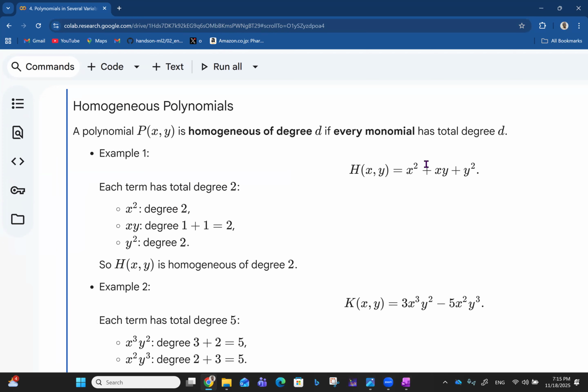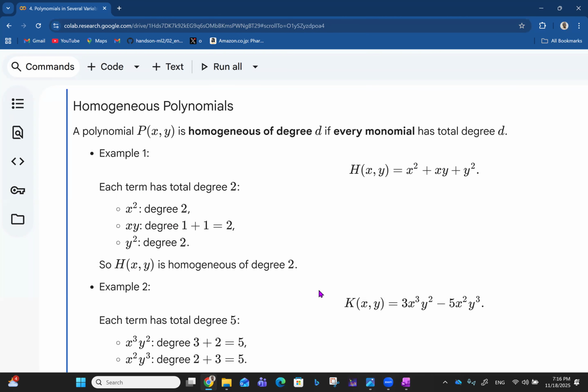So for example, h of x comma y is x squared plus xy plus y squared. The degree is 2 here: that's 1 plus 1, 2. Here it's 2 plus 0, 2. Here, 0 plus 2, 2, because y is raised to 0 in the first term. So each term has total degree 2. x squared has degree 2, xy has degree 2 again, not 1 plus 1, and y squared has degree 2 also. So you can say h of x comma y is homogeneous of degree 2.